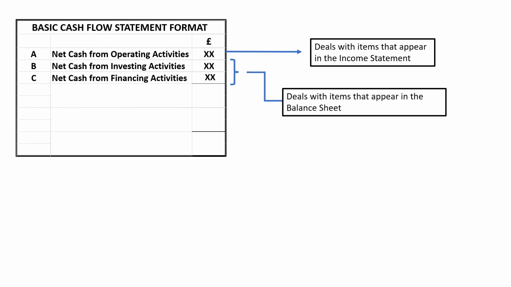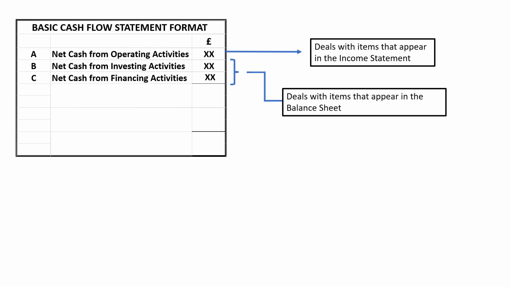Right, the cash flow statement classifies all cash transactions in an organization into three kinds. One is the net cash from operating activities, and they deal with items that appear in the income statement, such as revenue and expenses, but they are dealt with on a cash basis.